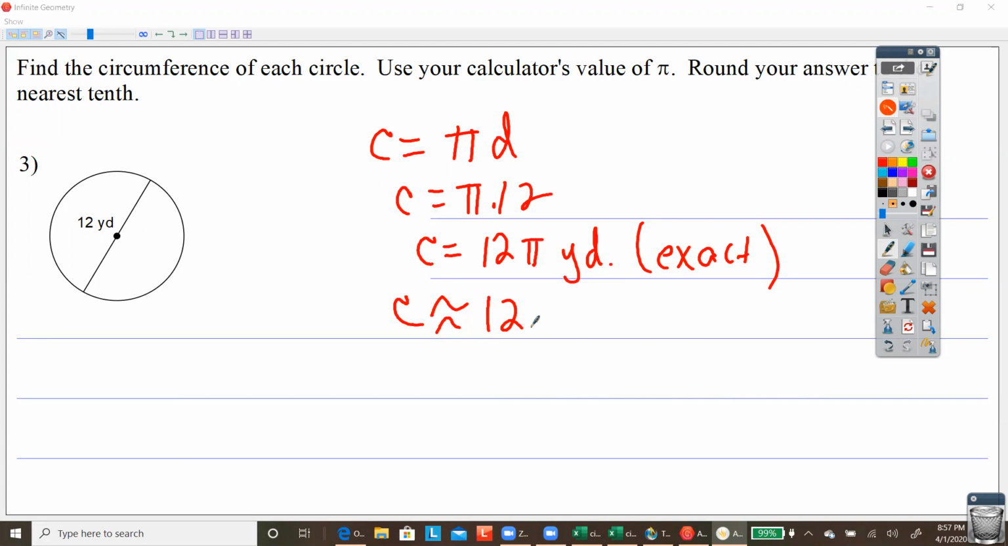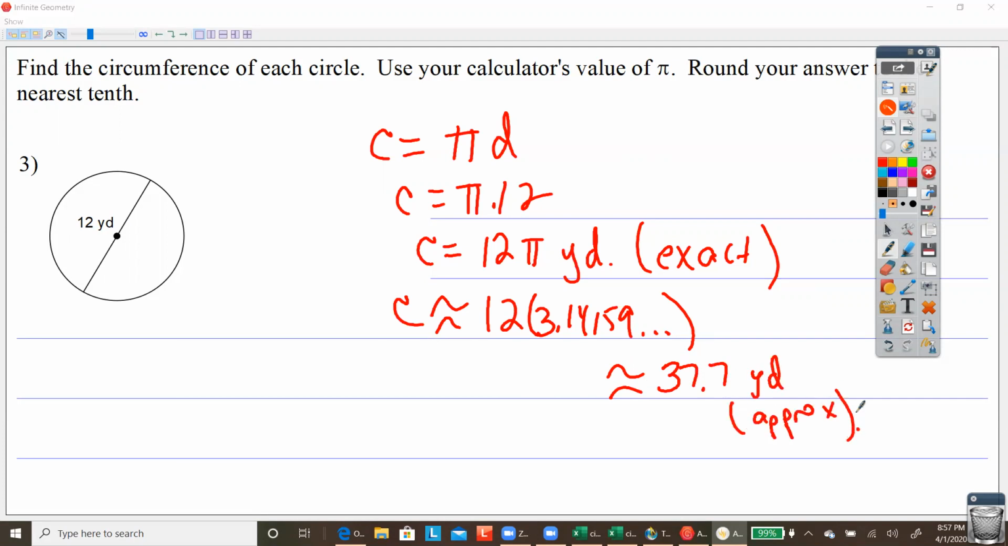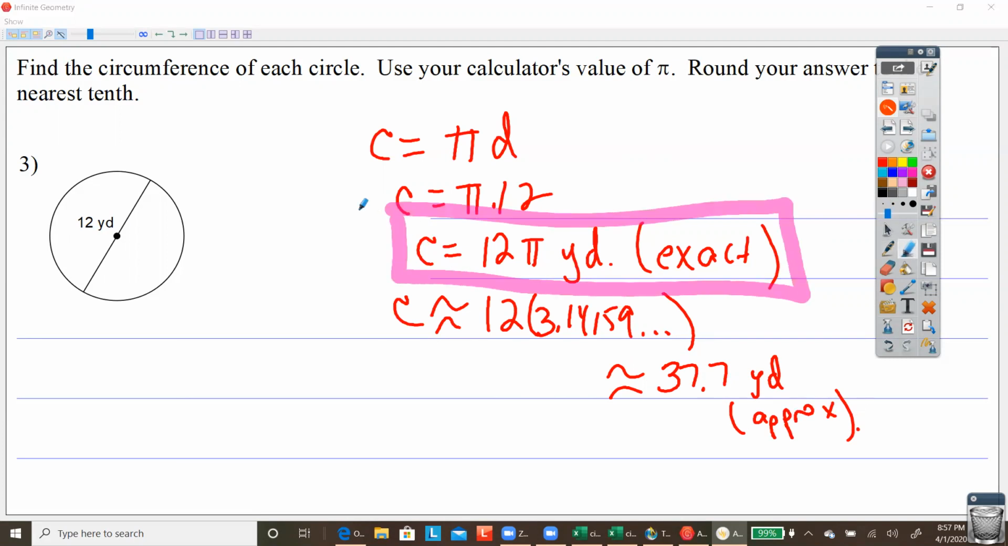So if I do pi times 12 on my calculator, that's pi times 3.14159 and so on, all the digits on your calculator. That's going to give you 37.7 yards. And again, that's the approximate answer using the pi key on your calculator. If they ask you for exact, you leave the pi symbol. If they ask you for approximate, use one of the approximations for pi, preferably the pi key because it has more digits. Okay, so those are 2 simple examples like you've seen since middle school.